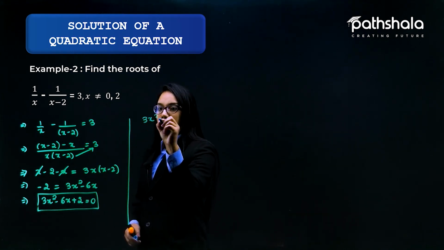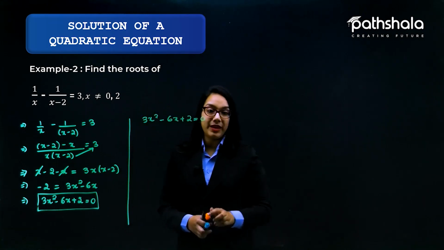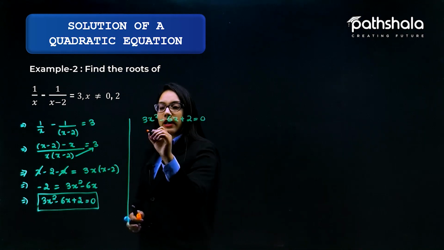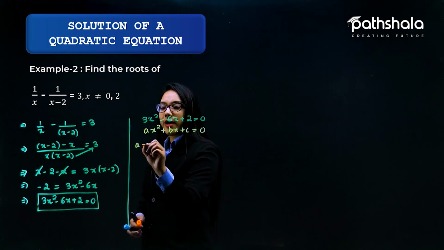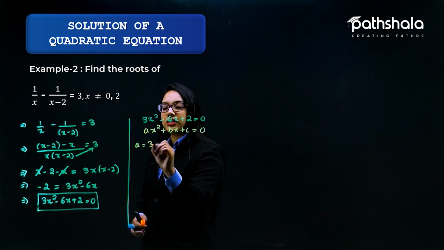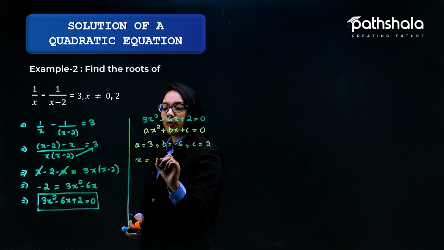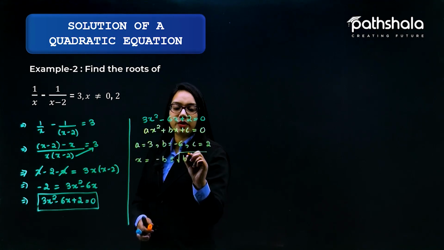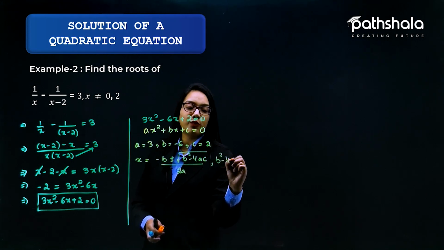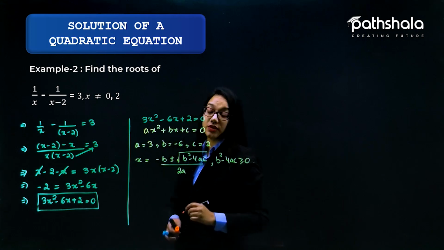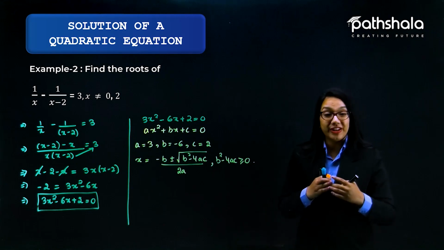So we have 3x square minus 6x plus 2 is equal to 0. Let's find the values of a, b and c. The standard form is ax square plus bx plus c is equal to 0. By comparison between the two, a is 3, b is minus 6 and c is 2. We know the quadratic formula: minus b plus minus square root of b square minus 4ac divided by 2a. Always remember the condition: b square minus 4ac should be greater than or equal to 0. If it is less than 0, then the roots would not be real roots.